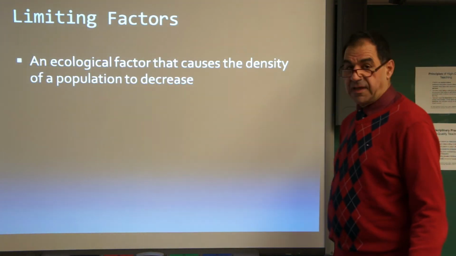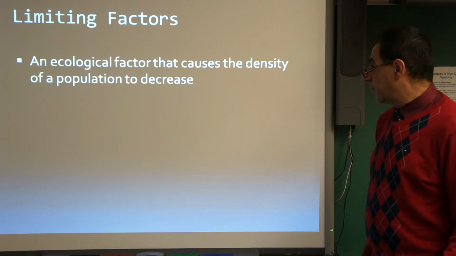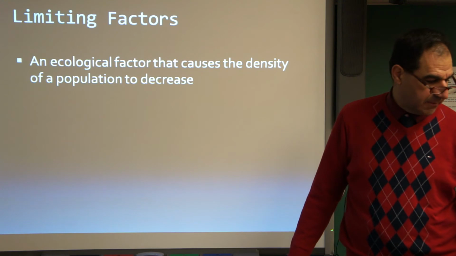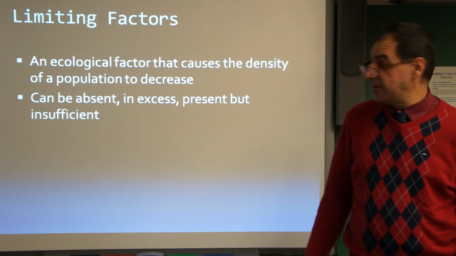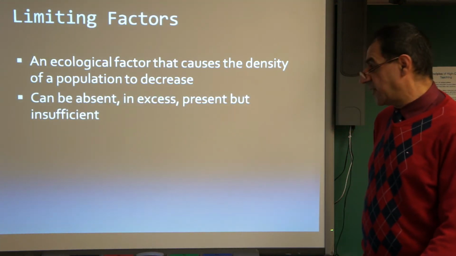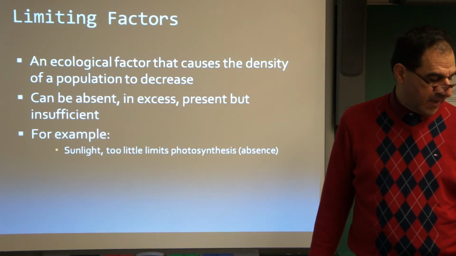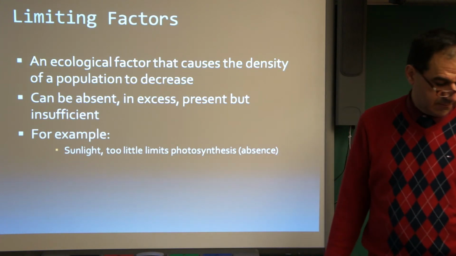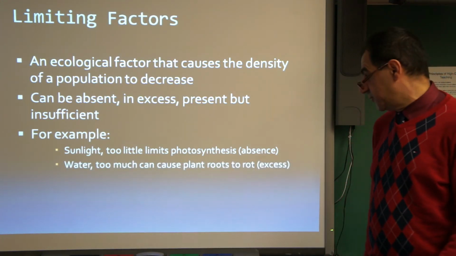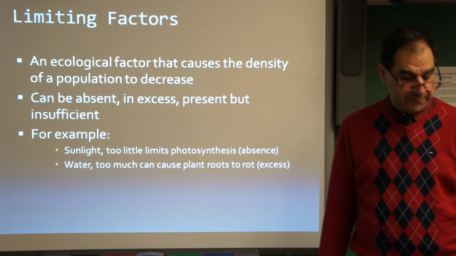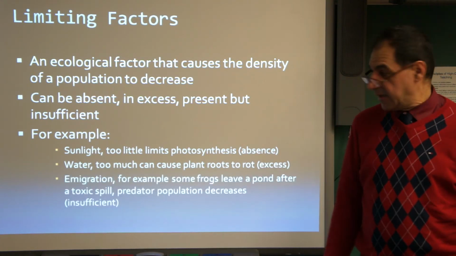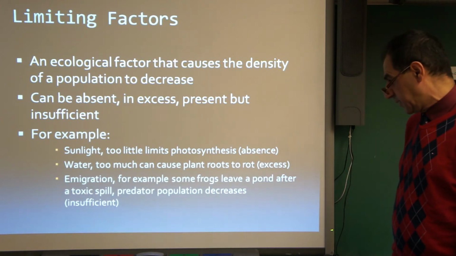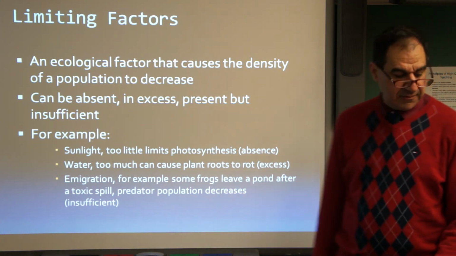Limiting factors are a type of biotic factor that causes the density of a population to decrease. It limits the population. It can be absent, in excess, present, but insufficient. For example, sunlight, if there's too little, it limits photosynthesis. Water, if it's too much, can cause plant roots to rot. Emigration, for example, some frogs leave a pond after a toxic spill, and the predator population decreases.